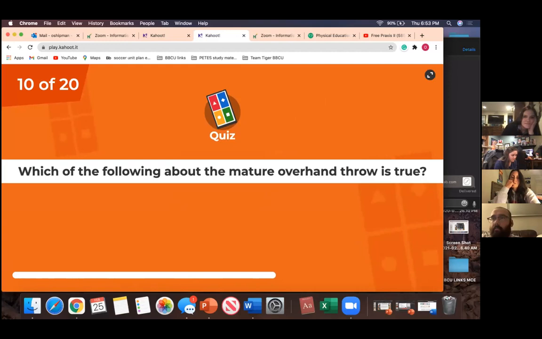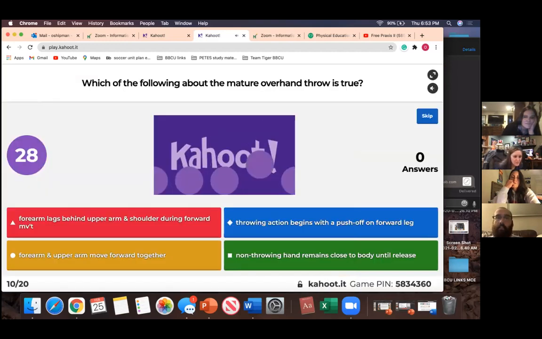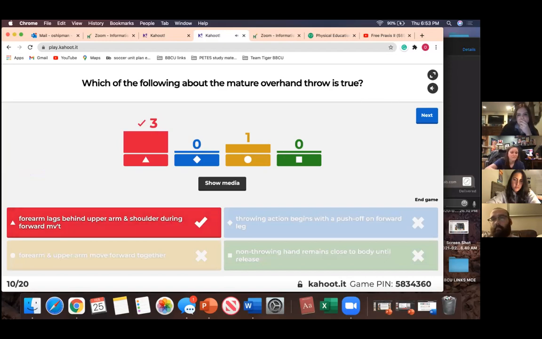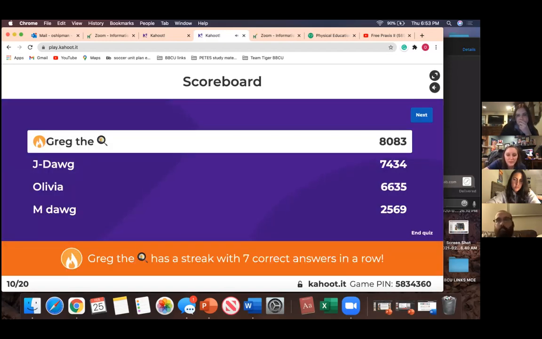Which of the following about the mature overhand throw is true? Forearm lags behind upper arm and shoulder during forward movement. Throwing action begins with a push off on the forward leg. Forearm and upper arm move forward together. Non-throwing hand remains close to the body until release. That one I had to really think about, like the words. I know. I was imagining how it would go in my head.